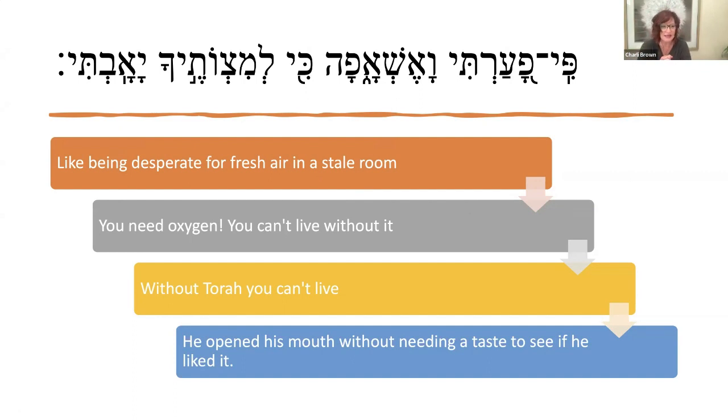So it's like being desperate. It's like needing oxygen. You just can't live without it. Without Torah, you honestly can't live. I've gone times when I did the Torah portion intermittently, and I didn't finish. And then finally I got to a place where I was determined. I'm going to go one whole year where I don't miss a Torah portion.